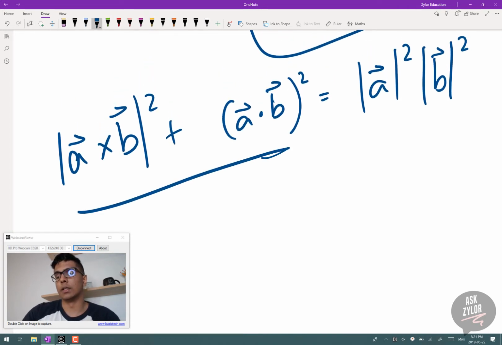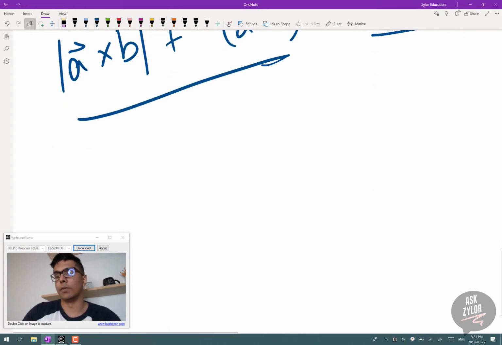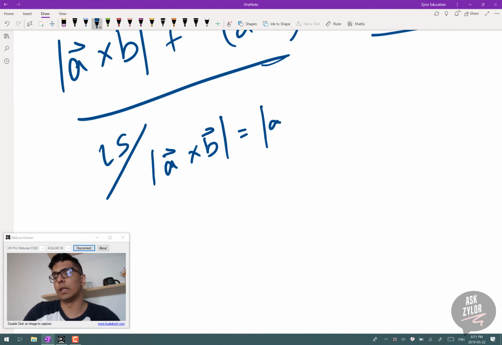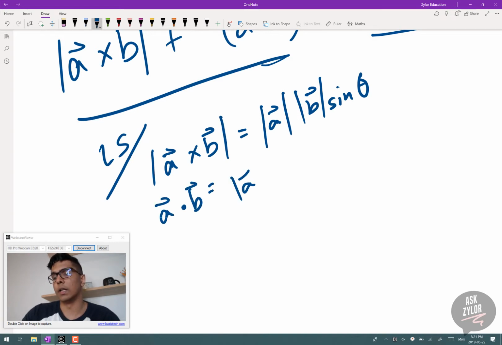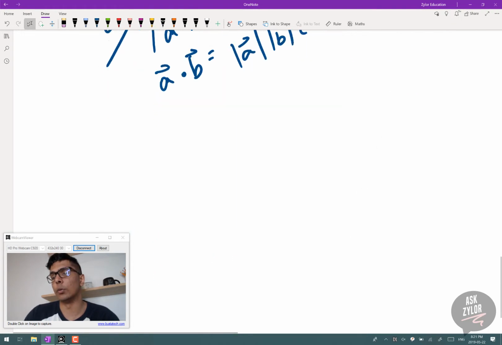So let's say this is the left side and this is the right side, and let's try to make the left side equal to the right side. So I'm going to evaluate the left side first. The cross product, we know, is equal to the magnitudes of each of the vectors times the sine of the angle between them, right? And the dot product between two vectors is the magnitude of the two vectors times the cos of the angle between them, right? So if we plug these in place of the cross and the dot product, let's see what we get.